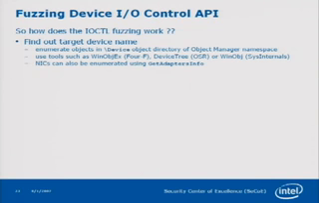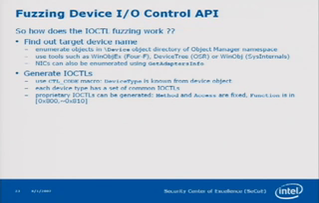So how to fuzz the device I/O control API? First of all, we need to find a target device name. For example, enumerate objects in the device object directory of the object manager executive namespace. Use tools such as WinObjEx by 4D, DeviceTree, or WinObj. Network cards can also be enumerated using the GetAdaptersInfo WinAPI function. Then the attacker, the fuzzer, needs to generate I/O control codes.